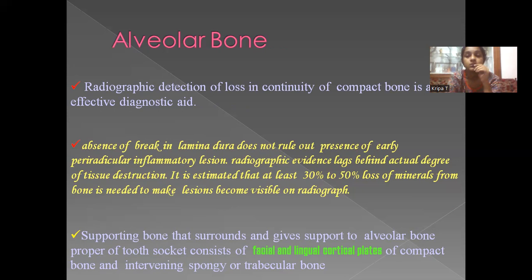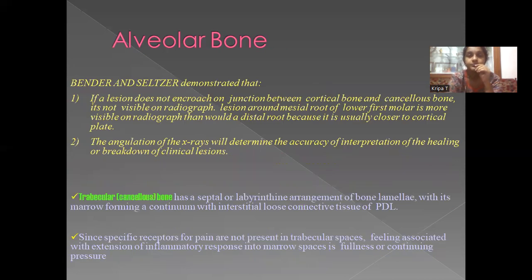Supporting bone that surrounds and gives support to the alveolar bone proper of the tooth socket consists of cortical plate of compact bone with intervening spongiotrabecular bone. Bender and Seltzer demonstrated that if a lesion does not encroach on the junction between cortical bone and cancellous bone, it is not usually visible on a radiograph. A lesion around the mesial root of a lower first molar is more visible on a radiograph than at the distal root because it is closer to the cortical plate. Angulation of X-rays will determine the accuracy of interpretation of healing or a clinical breakdown.